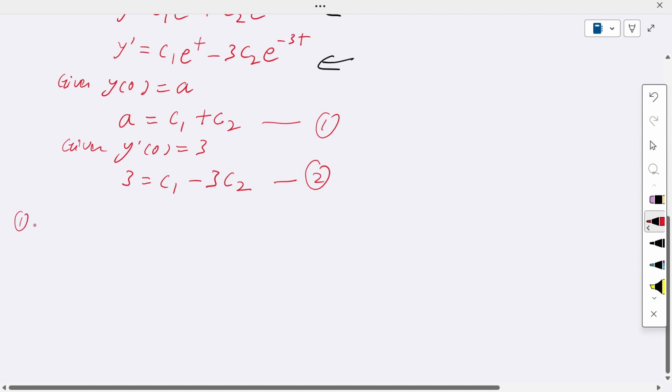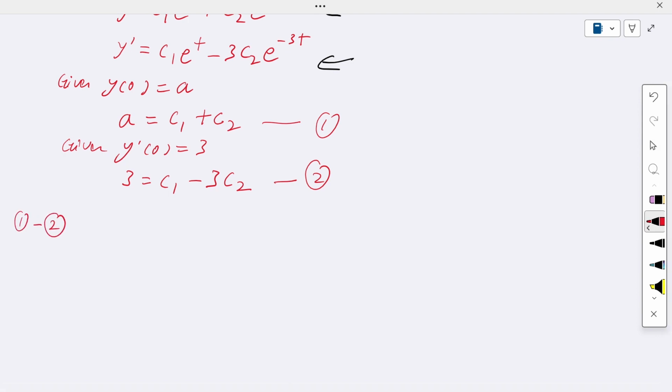Let equation 1 minus equation 2. So here we have a minus 3. So c1 minus c1 is 0. So we have c2 minus (-3c2), we get a positive 4c2. Okay, so we can rewrite this: c2 is equal to (a - 3) divided by 4, right?